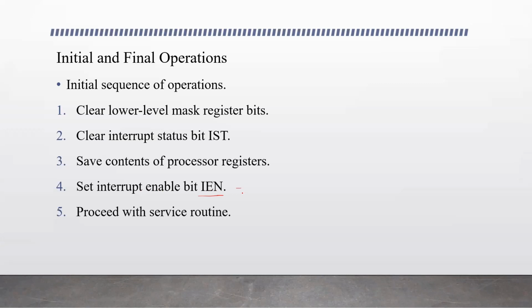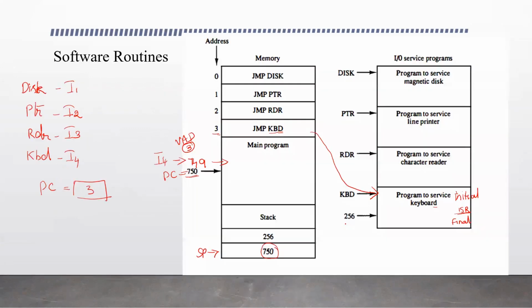The meaning of that is interrupts can be allowed during the execution of these instructions, and proceed with the service routine. So here IEN is set to 1. So all the other higher priority devices can interrupt the CPU. Now the CPU is executing the instructions in this program to service the keyboard.